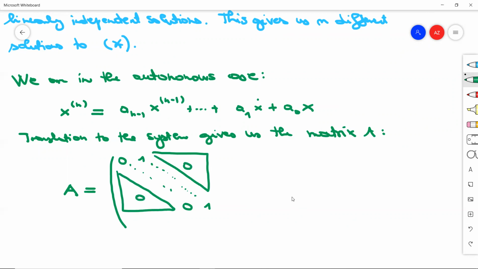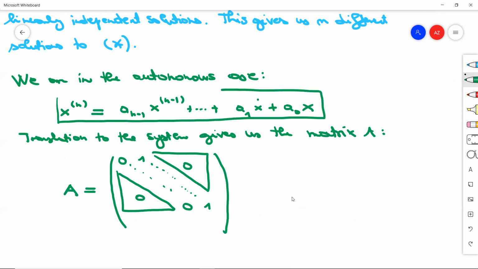While in the last row, we just need to look at this differential equation. We get xn prime is equal to an minus 1 xn, so here we will have an minus 1, then an minus 2, then an minus 3, and so on, up to a0. So in the last row, we just get those coefficients.